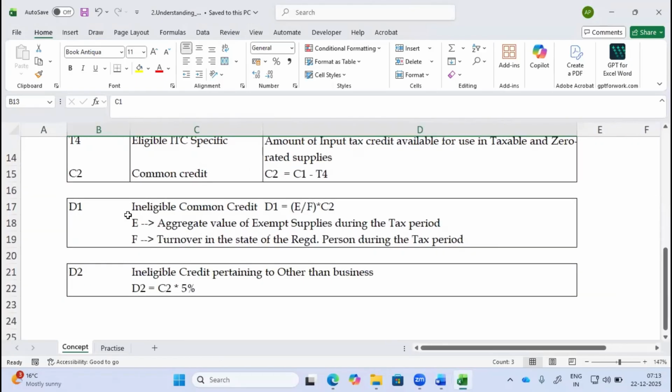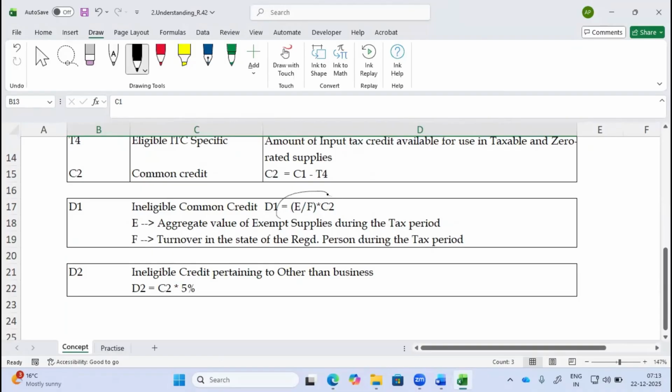They say that use this proportionate formula E by F into C2. E is your aggregate value of exempt supply. F is your turnover in the state, total turnover in the state. So they're just going with a mathematical equation saying that if your total turnover, I'll just come back to the Word document.